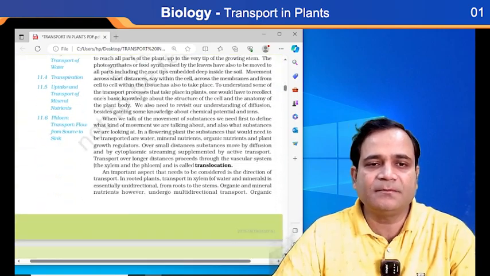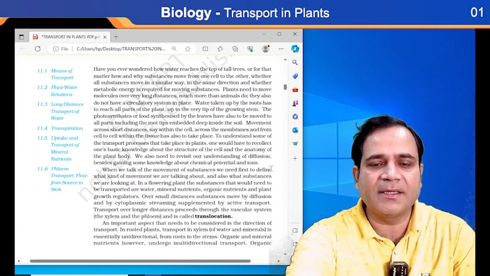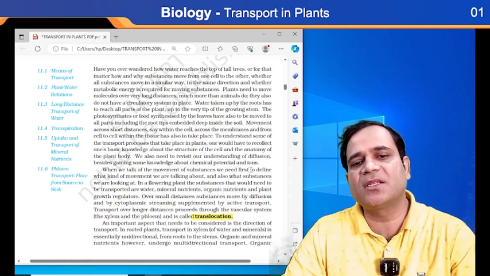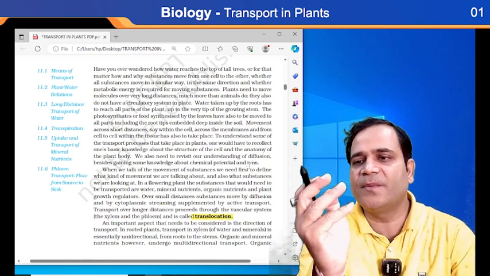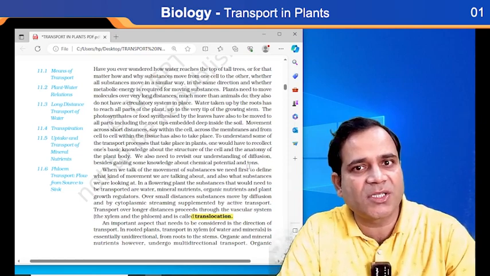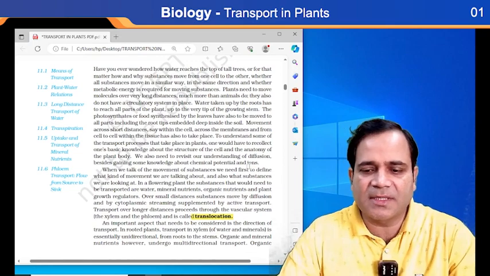See here, in transport in plants, my dear, this is a very important term that you must know: translocation. You know translocation, my dear? What is translocation? Transporting of manufactured food from one region to another is known as translocation, my dear. Getting my point? So the term translocation is clear.